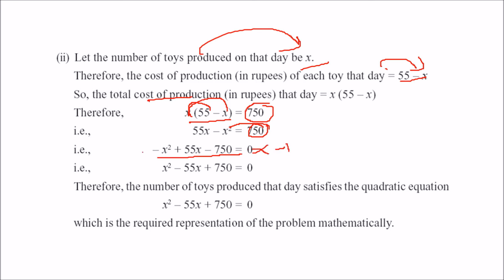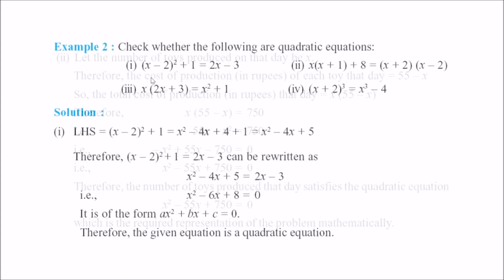Multiply the whole by minus 1 because we don't want minus here. We generally don't keep it. So X square minus 55X plus 750. This is our quadratic equation.